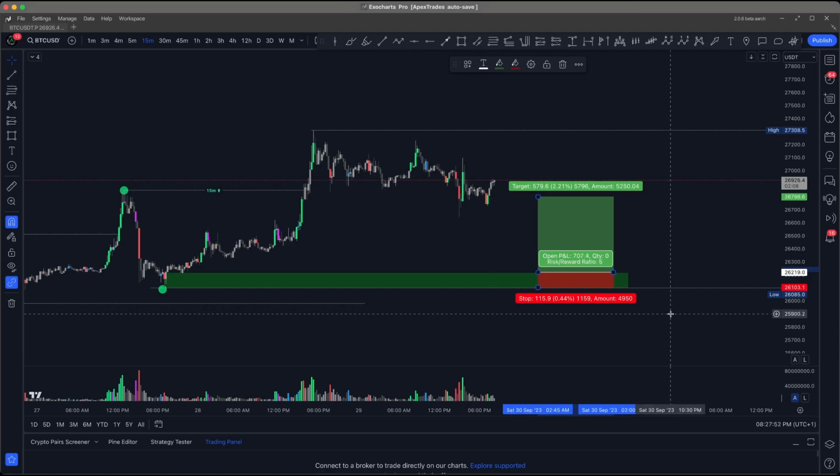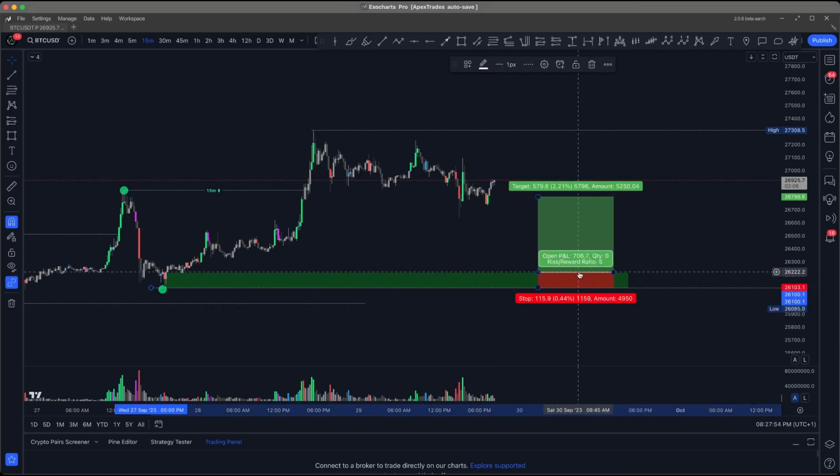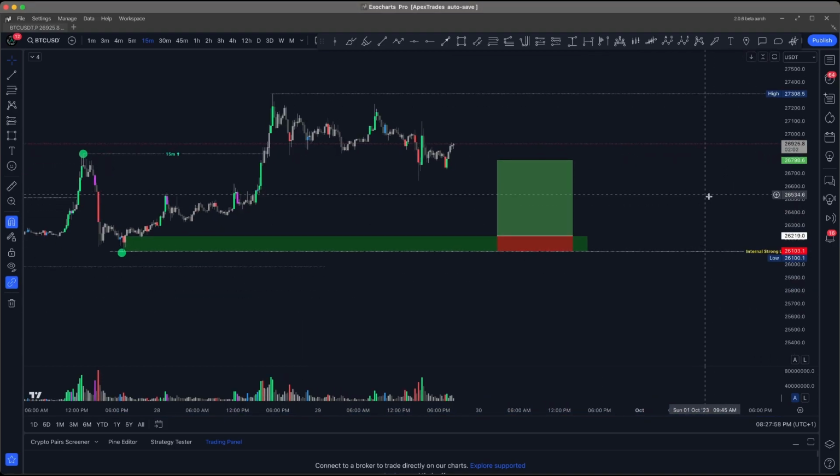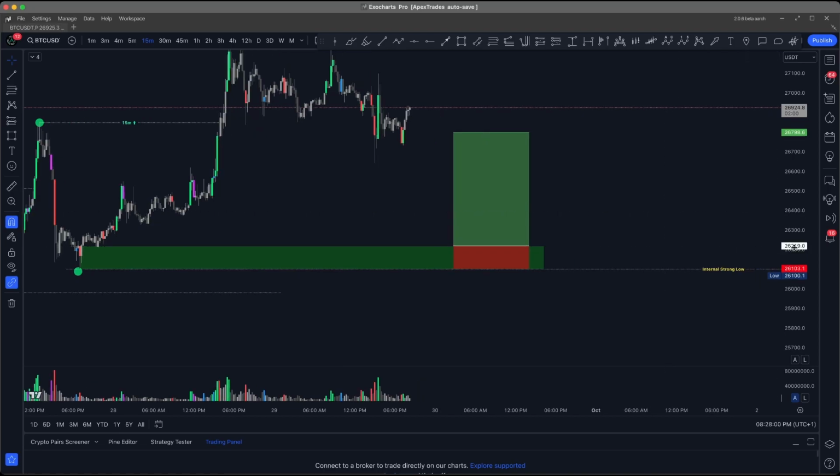Well, the key components are two things actually. It's your entry and it's your stop loss, right? The entry here is nice and easy. It's the white line on this P&L piece here. So you've got 26,219. Stop is 26,103, and the TP is 26,798.